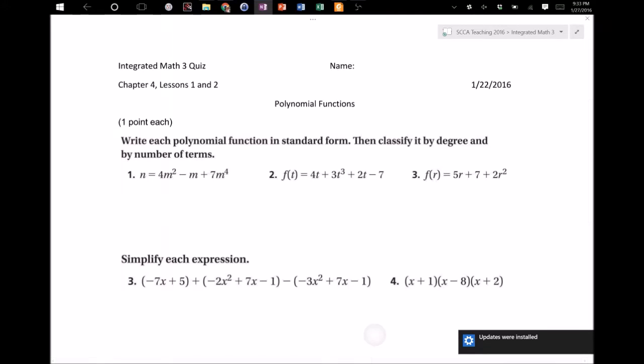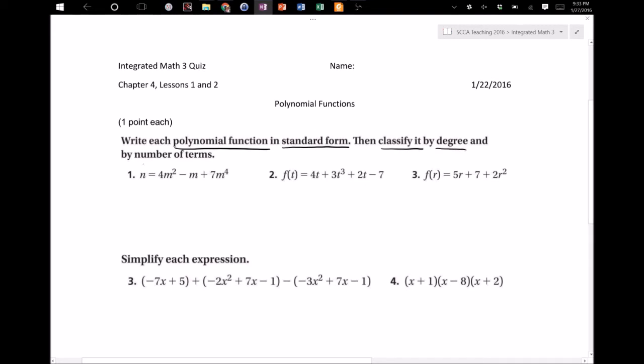First set of questions are asking about finding standard form for polynomials. So we're going to do that. Then we need to classify it by degree and number of terms. Standard form just means that we're going to write it from highest ordered exponent to lowest ordered exponent. That lowest exponent is 1. So 7m to the fourth plus 4m squared minus m.